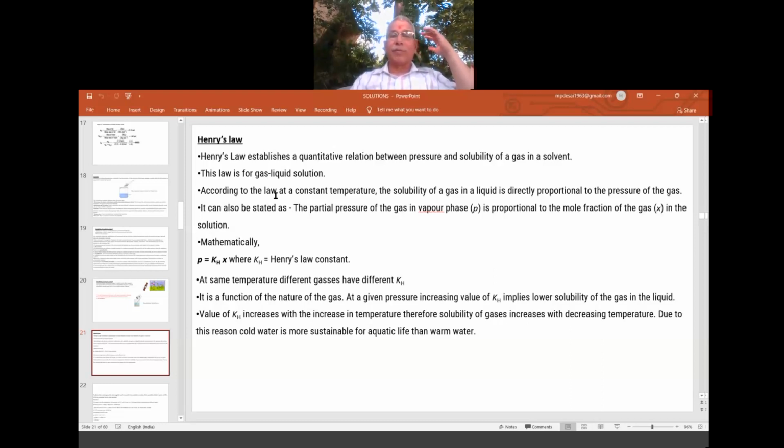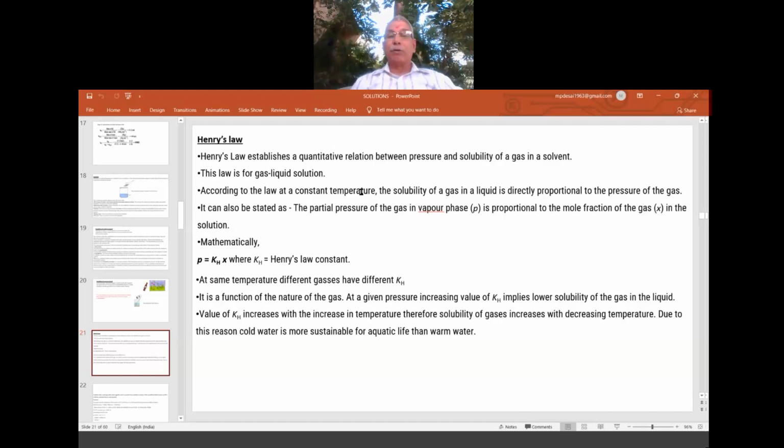What does the law say? At constant temperature. What is meant by constant temperature? Normal temperature, room temperature. Constant pressure is normal pressure. I am sitting in atmospheric pressure, the pressure in Bijapur, the pressure in Russia. Globally, this atmospheric pressure is taken as a constant. That is the idea behind constant pressure. So constant pressure means atmospheric pressure, and constant temperature means room temperature.